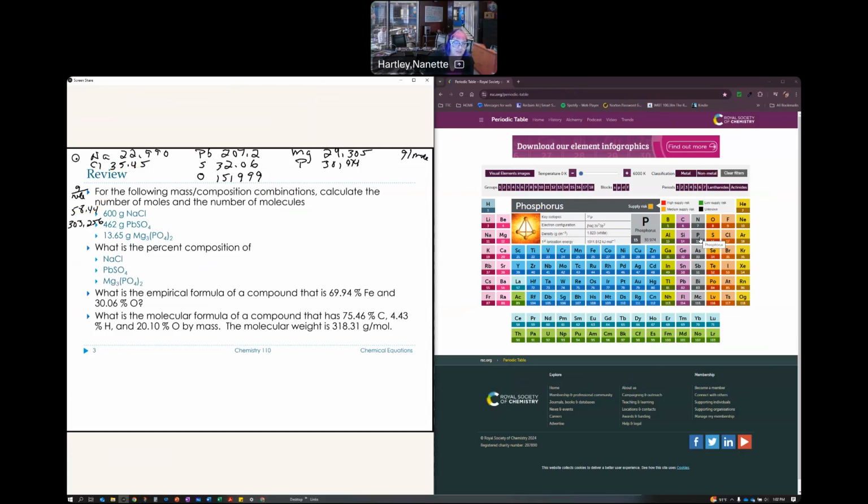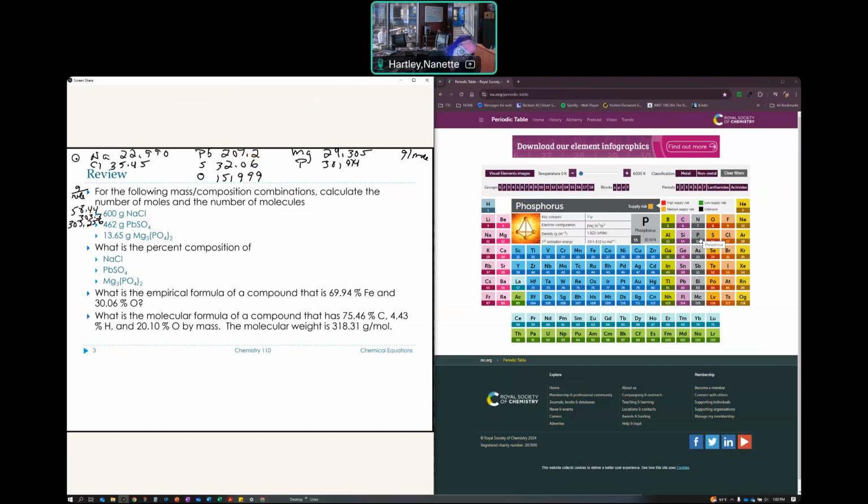My PbSO4, technically I should be rounding to the tenths decimal place because I only know my 207.2. So from a technical standpoint, this should be 303.3. So remember that it's only significant to 303.3. I'm going to work with the entire number when I calculate.